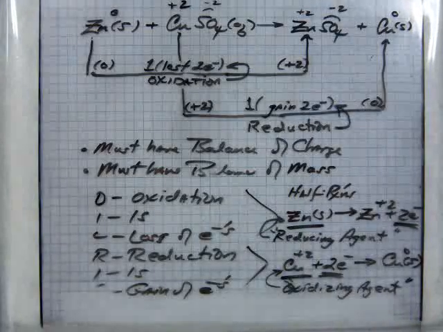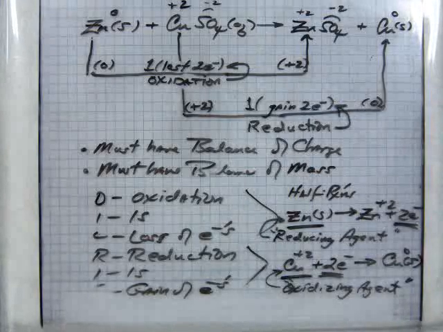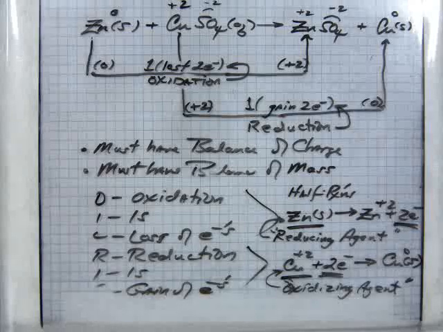And there are various ways to balance oxidation reduction. Some people call them oxidation number methods. Some people half reaction methods. Some will use addition of half reactions methods.